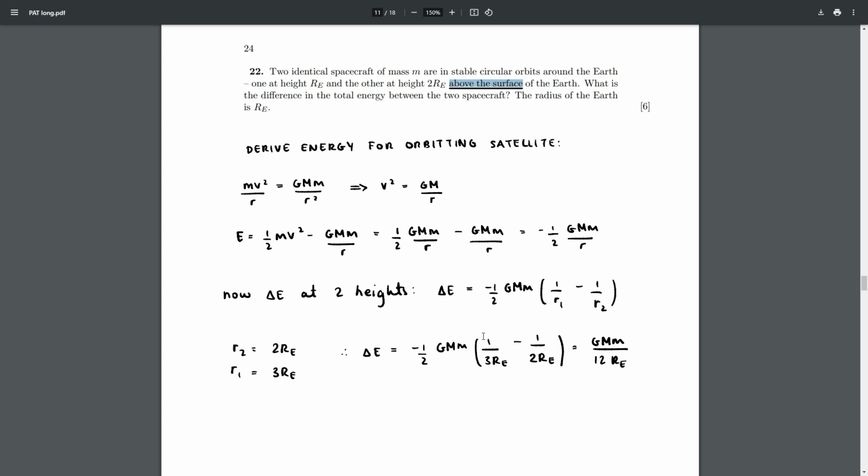So then our difference in energy becomes minus 1 over 2 GMm, brackets 1 over 3 RE minus 1 over 2 RE, which is just GMm over 12 RE. And if you did your r1 and r2 the other way around, you just get this negative, and it just says the difference in the total energy. So if you quote the positive one or the negative one, it'll be fine.